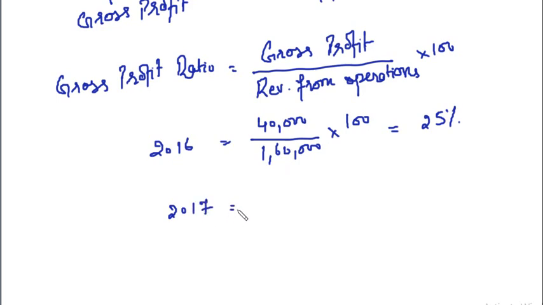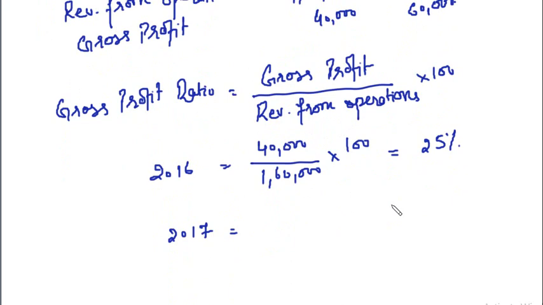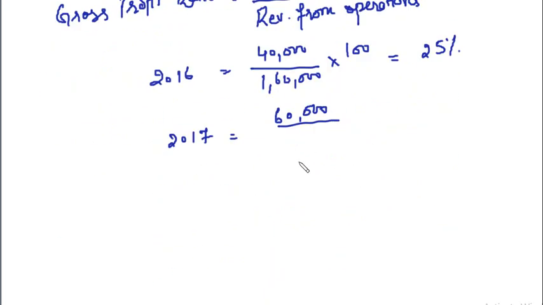Now talking of 2017, what is your gross profit? 60,000. And what is your revenue from operations? 2 lakh. That means out of the total revenue of 2 lakh, out of the total sales of 2 lakh, 60,000 is your gross profit. This comes to 30%.